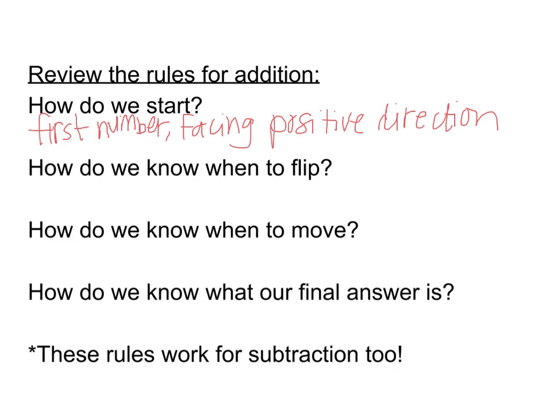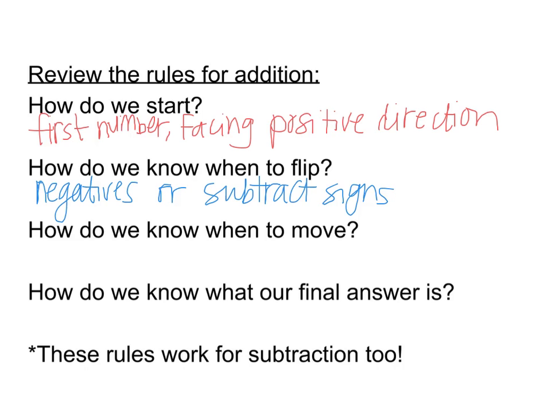Let's review the answers. So, how do we start on the number line? We start with the first number in our number sentence. We always want to make sure that we face the positive direction. So you'll draw a little arrow facing the positive direction over that first number.